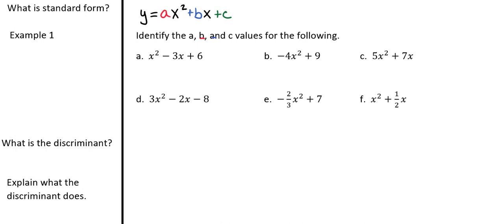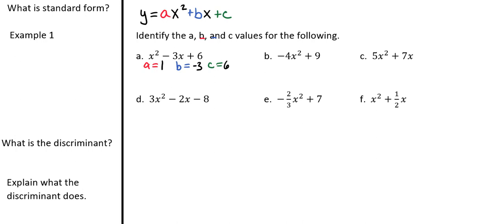Let's practice identifying our a, b, and c values in the following expressions. So in a, we have x squared minus 3x plus 6. So we want to find our a, b, and c values. So here, we see that we have an a value of 1. Now it's not an x squared. It's just the coefficient in front of the variable. So the x squared does not get to come with it. It's strictly just the number. B is a negative 3, and c is a 6.